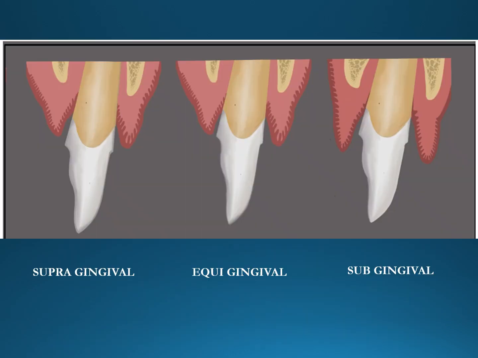The margin can also be placed in three positions, either supragingival, equigingival, or subgingival, depending on its relation to the gingiva. Supragingival refers to a margin placed above the gingiva, whereas equigingival means the margin is placed at the level of the gingiva, and subgingival means the margin is placed 0.5 to 1 mm inside the gingival margin.